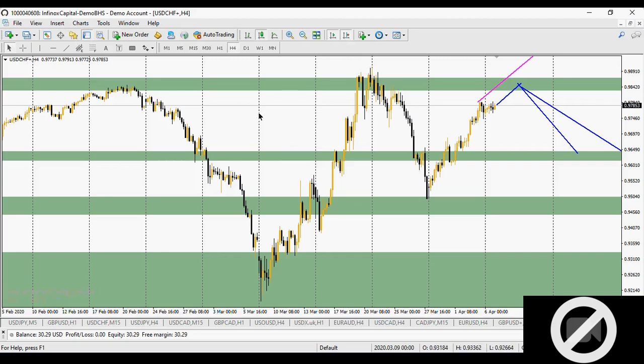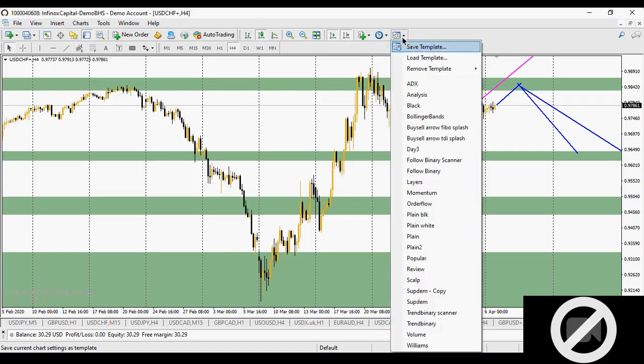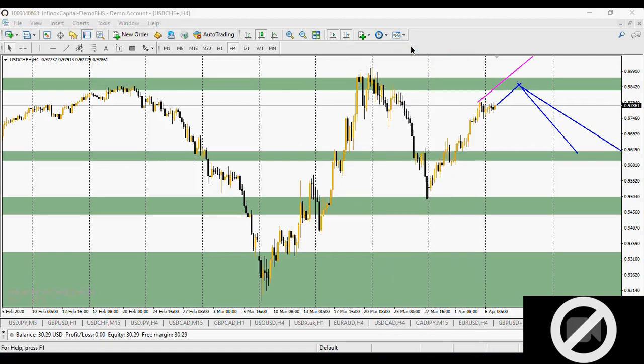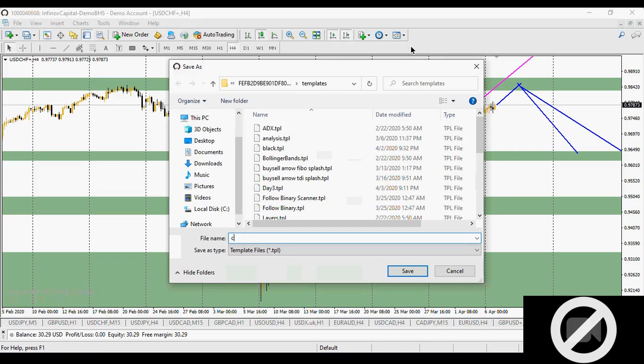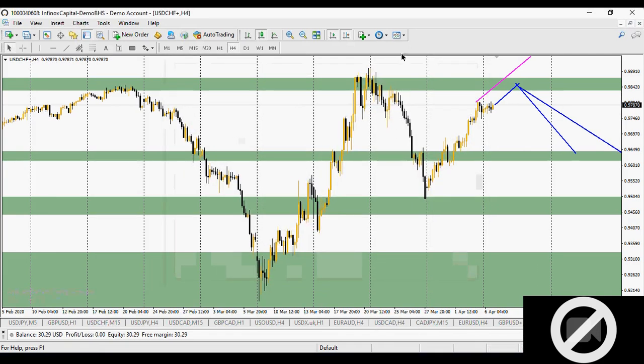But what I want us to master right now is areas of support and resistance in the market. It goes a long way to, let me save this class so that I won't be looking for it. Okay. So I've saved my template as class.